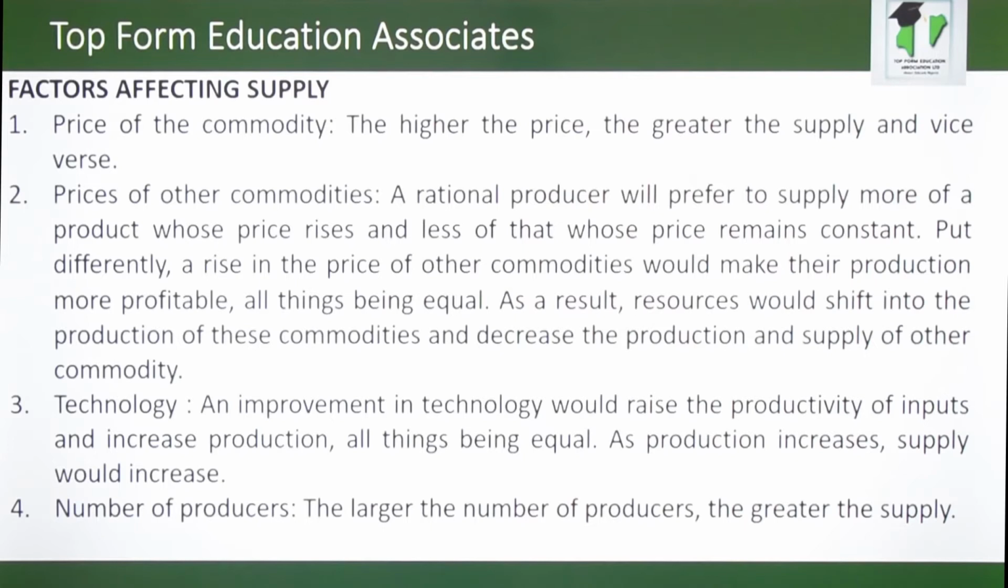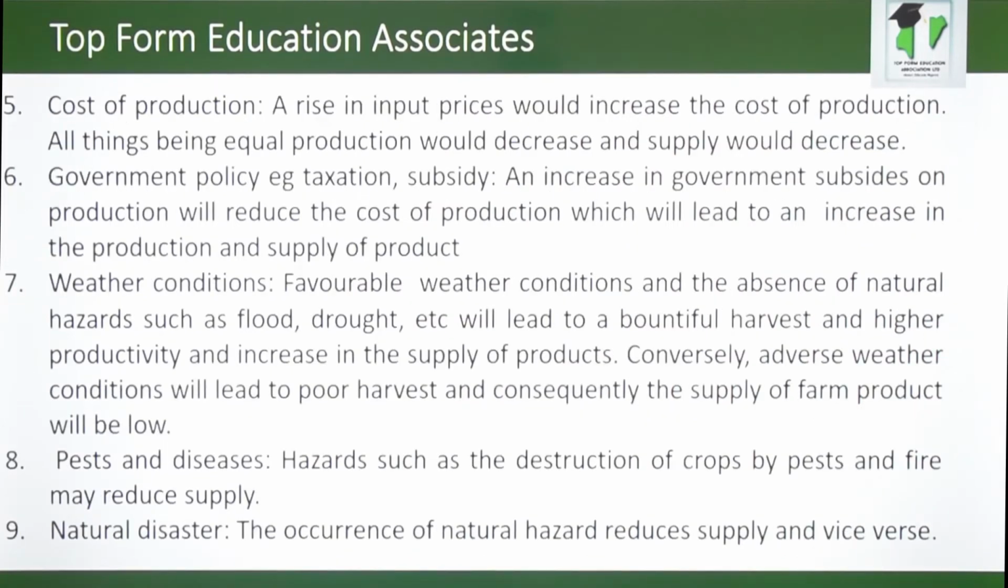Also, technology affects supply. An improvement in technology will raise the productivity of inputs and increase production, all things being equal. As production increases, supply would increase. Number of producers will affect supply. The more producers we have, the more supply will increase. So the lesser the number of producers, the lesser the supply, and vice versa.